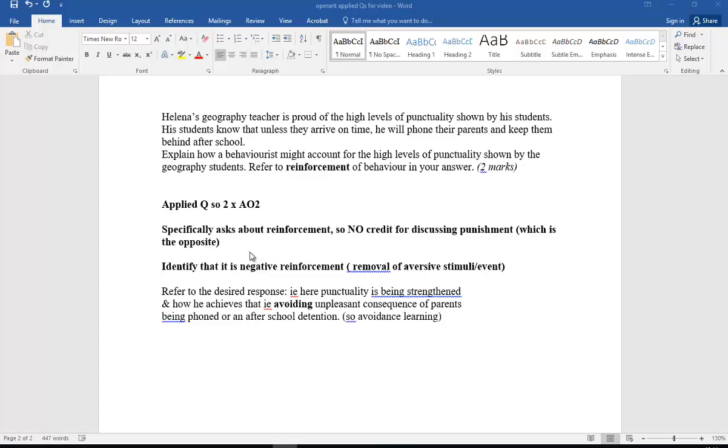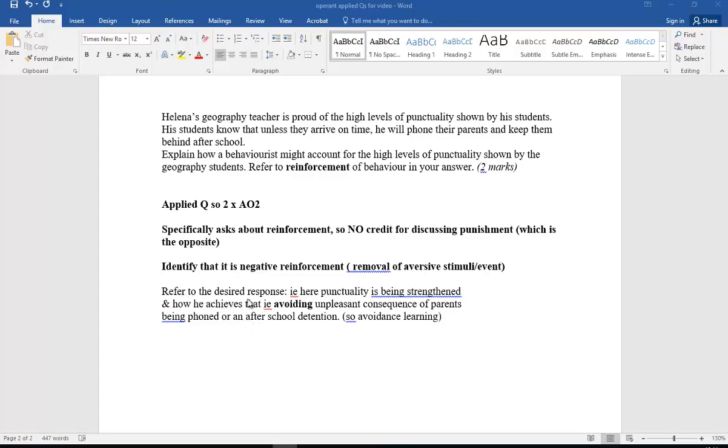Okay, so what have we got here? Identify that it is negative reinforcement. All right, why is it negative? Because he is removing some sort of aversive stimuli. The aversive stimuli would be him phoning parents or keeping them behind or something like that. In fact, the aversive stimuli would be, if you like, he is punishing them. So in this case, keeping them behind after school. So you are removing that, or rather they are learning to remove that, that possible punishment, if you like.